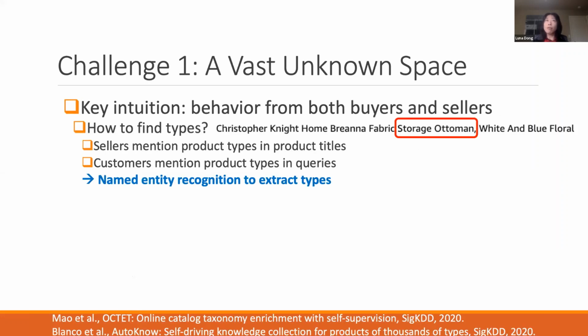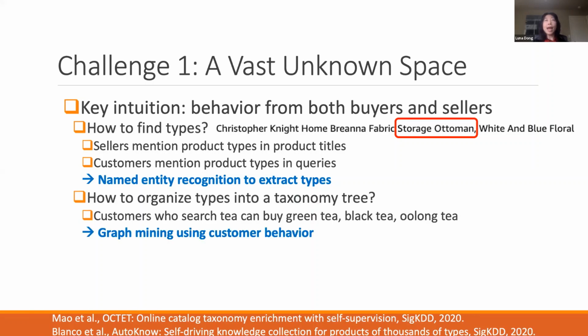How can we find all of the product types? The sellers will mention them in the product titles, and the customers will mention them in the queries. In this example, from this product title, you can see that the type of the product is storage ottoman. And this would require us to apply named entity recognition to extract the types from queries and from product titles. And how to organize the types into a taxonomy tree? Again, this could come from the customer information.